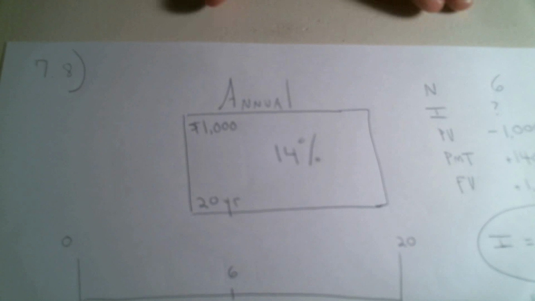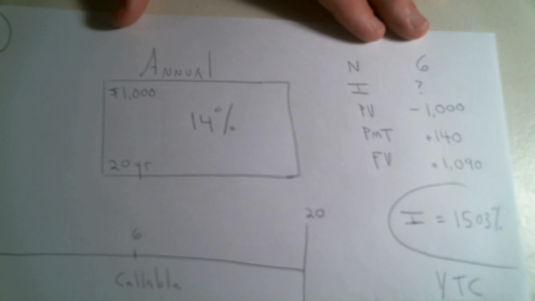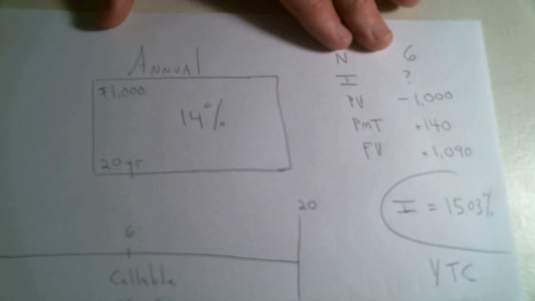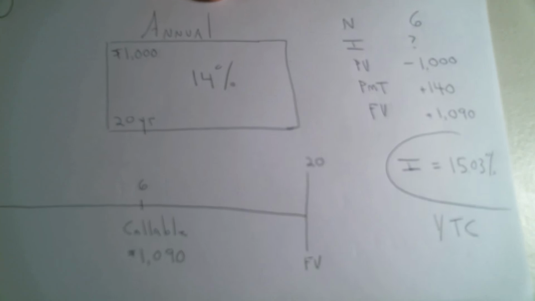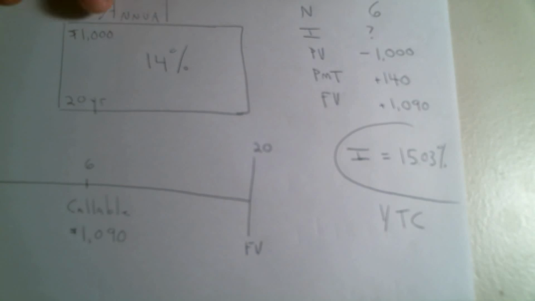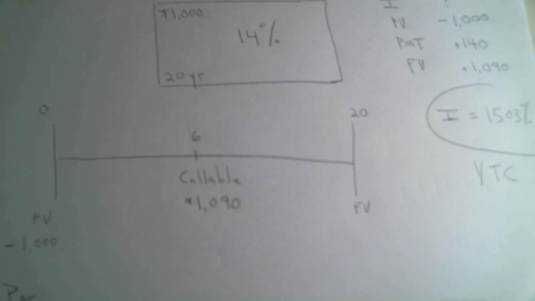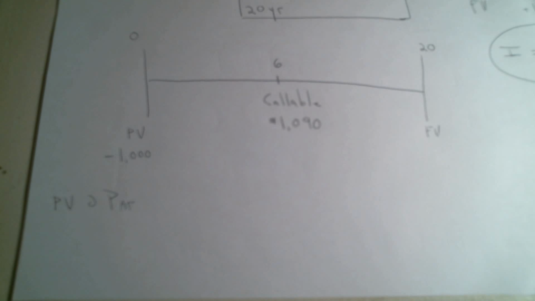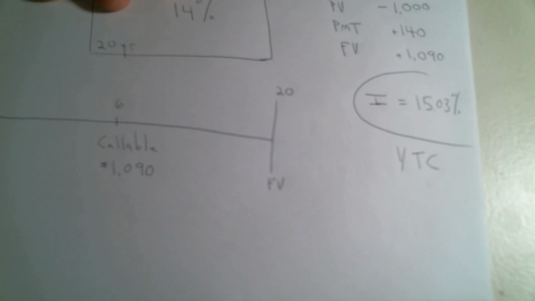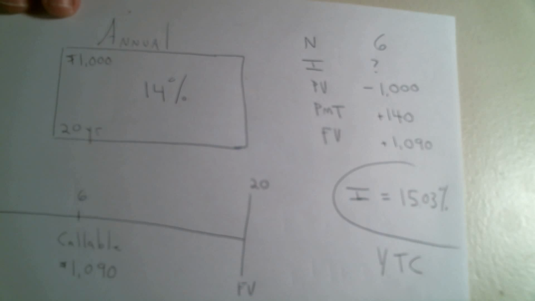Seven, 8. Okay. It's annual, 10 years. If you diagram the call feature, it's callable at the 6th year at 1,090. The PV is actually 1,000. That's par value, at par. And we are looking for the yield to call.